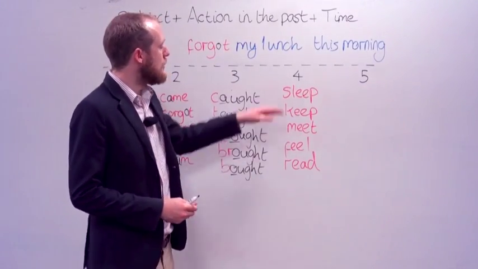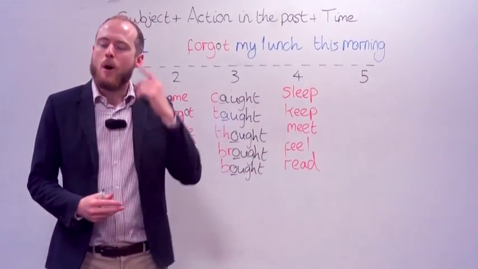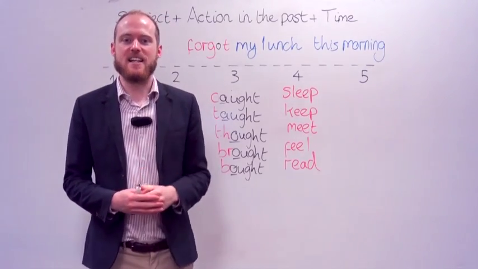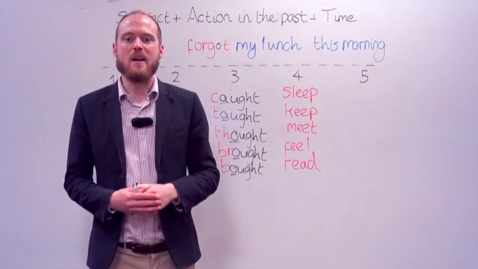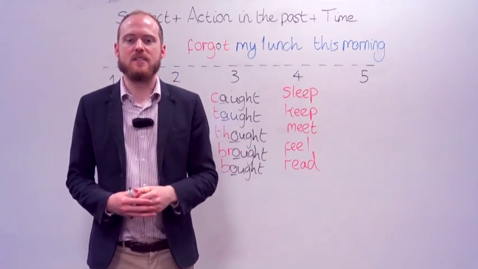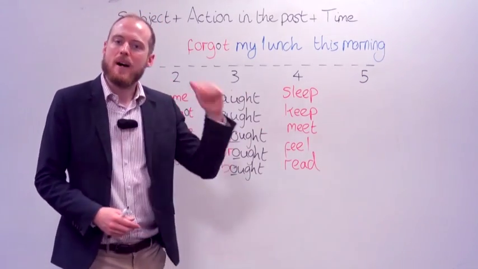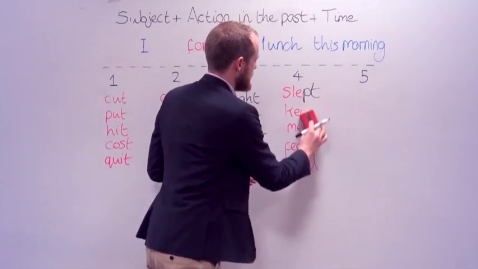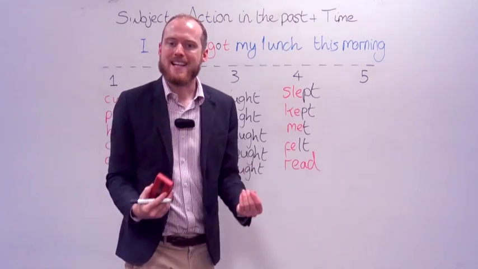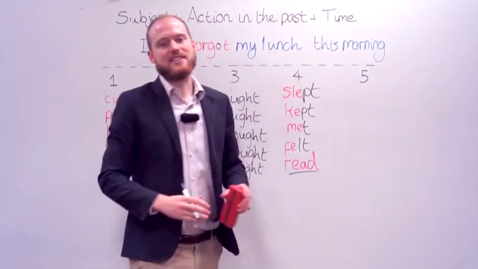Now in group 4, we have sleep, keep, meet, feel, and read. What do you notice? Well, in the present, we have an E sound. Say it, E. But these words in the past all have an E sound. Big mouth, E. So, sleep in the past is slept. And finally, read becomes read. But they are spelled the same, the sound changes.